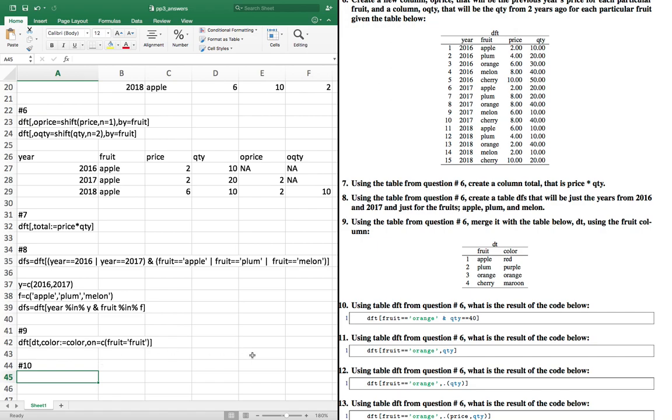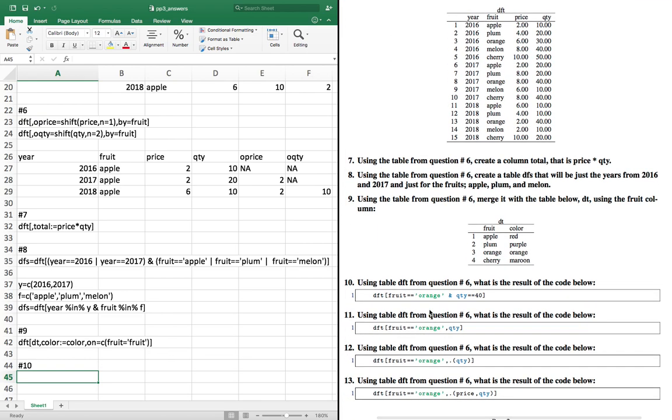All right, using the table from DFT from question number 6, what is the result of the code below? This should be easy. I'm filtering for fruit is orange and quantity is 40. So I come here, where's my fruit orange? Well, that's line 3, that's line 8, and that's line 13. But I have a second filter where quantity is 40. So where's quantity 40 out of those 3 rows? Nope. Yes. Yes. So 2 rows make the cut.